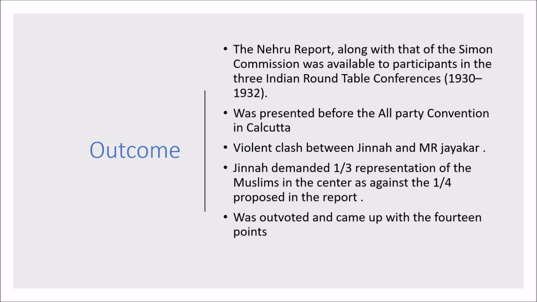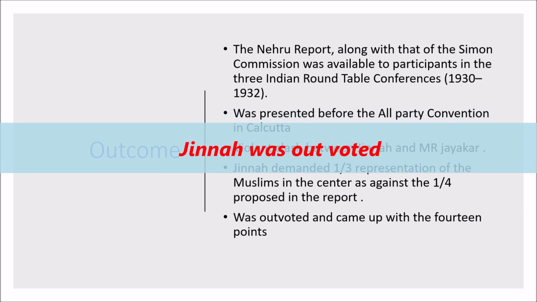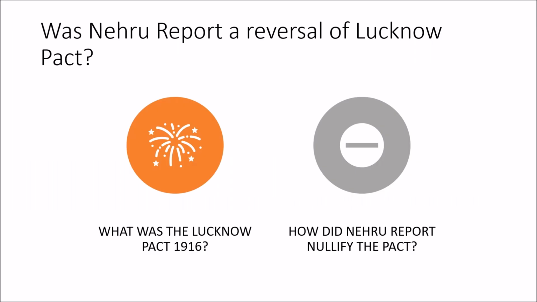Jayakar questioned Jinnah's locus standi as a representative of the Muslims and warned the convention against going back on the report. Consequently, Jinnah proposed amendments and came up with the 14-point report, as he was overwhelmingly outvoted at the Calcutta Convention. This was also the beginning of the dispute between the Muslim League and the Indian National Congress. As we know, Jinnah was quite upset with the kind of Muslim representation suggested by the Nehru Report.